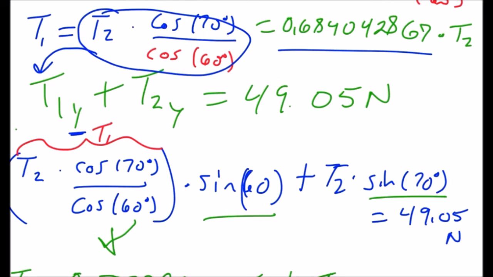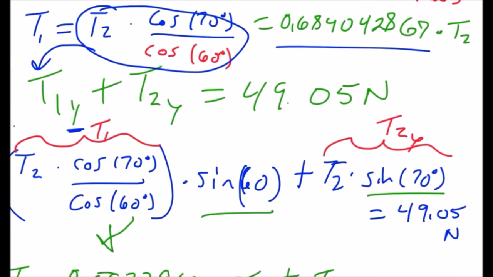The reason that we have to turn it into t1y is because that's what we have up here. t1y plus t2y equals this stuff. Okay? So then right here, we've got t2y. That's what this is over here: t2 times the sine of 70 degrees. That is t2y. Okay? And then, of course, all of that is still equal to 49.05 newtons. Everybody still with me on this so far?